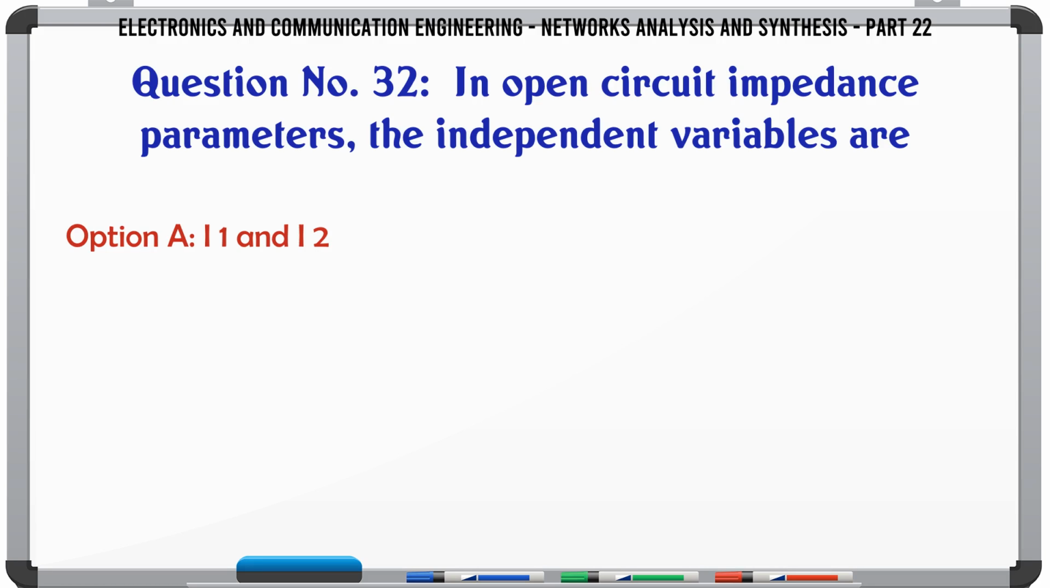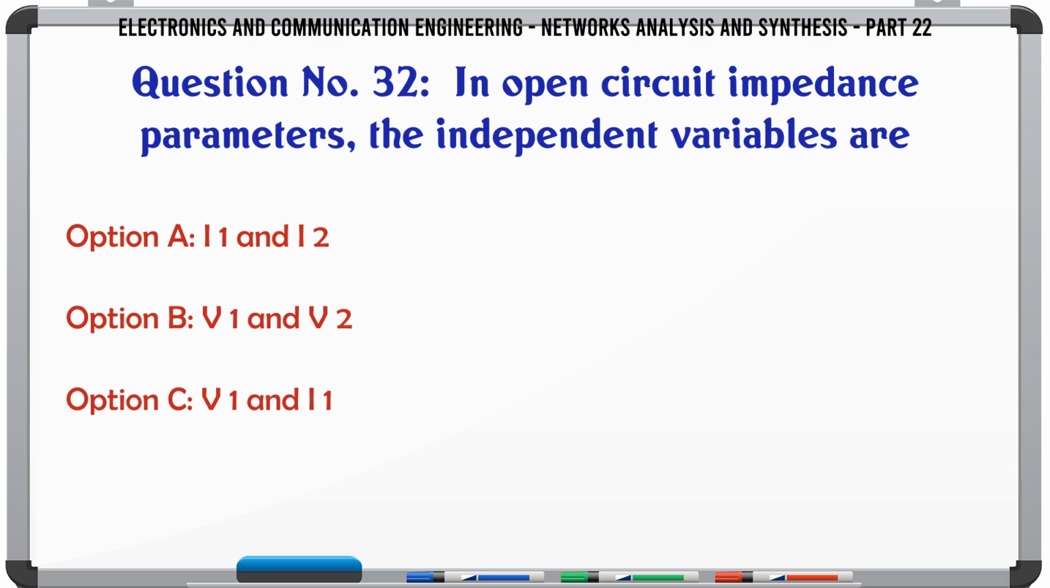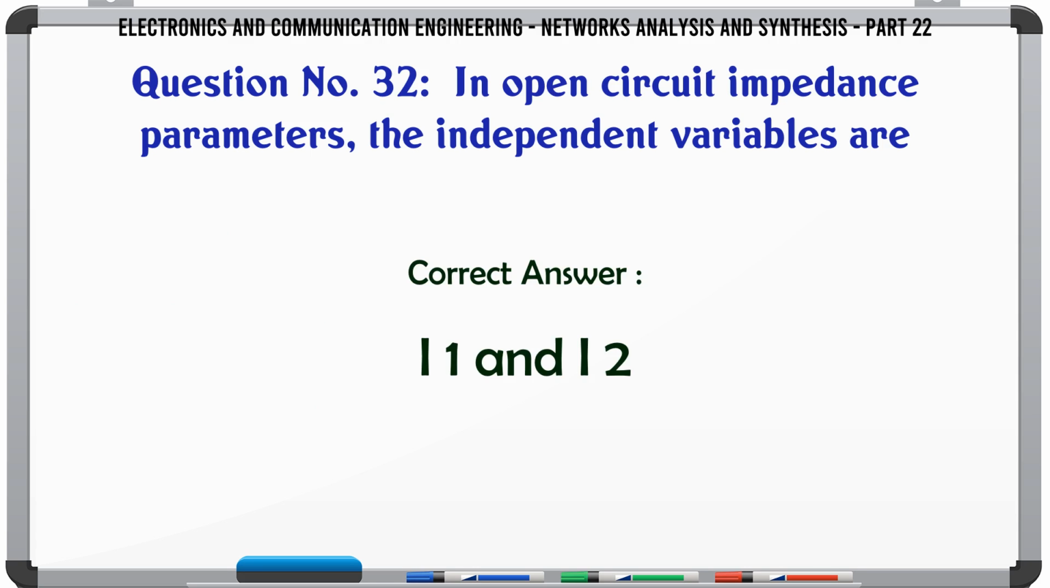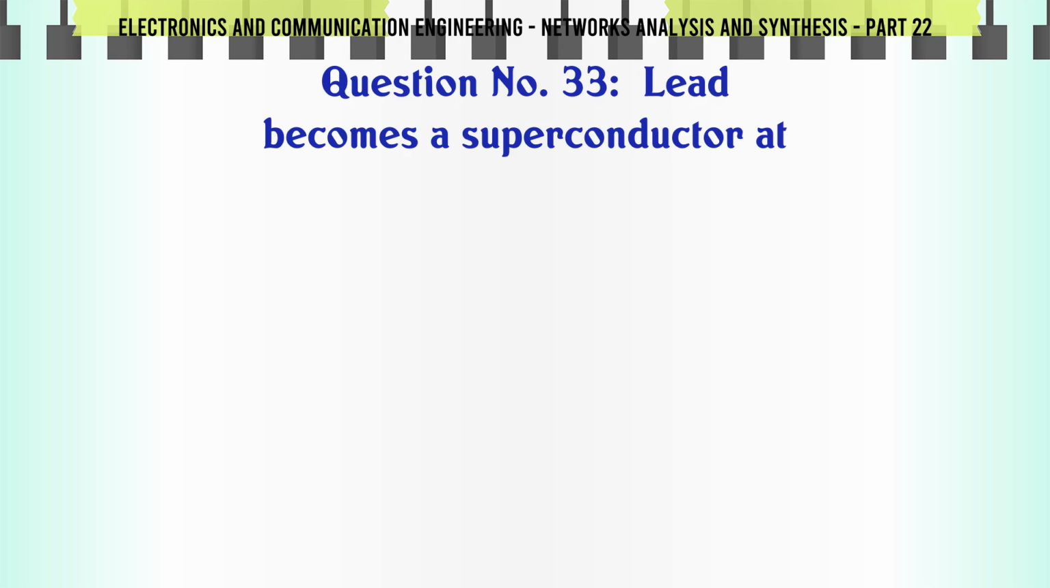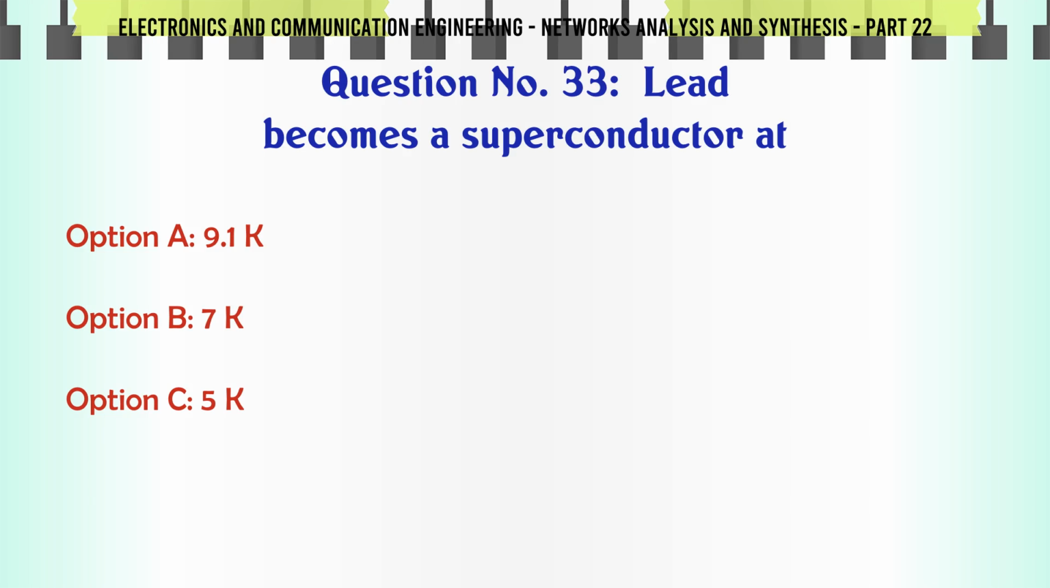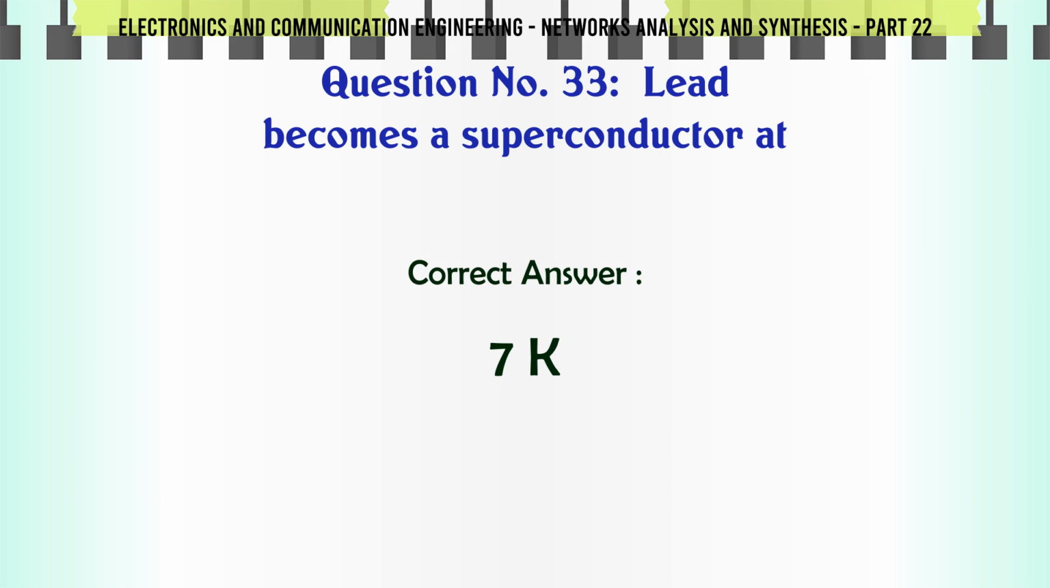In open circuit impedance parameters, the independent variables are A. I1 and I2, B. V1 and V2, C. V1 and I1, D. V2 and I2. The correct answer is I1 and I2. Lead becomes a superconductor at A. 9.1 K, B. 7 K, C. 5 K, D. 3 K. The correct answer is 7 K.